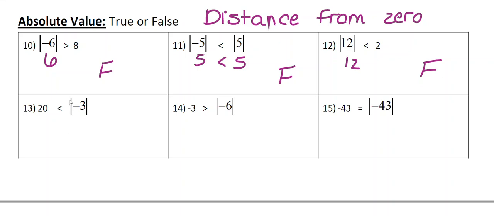Why don't you go ahead and try 13, 14, and 15? So the absolute value of -3 is +3. Is 20 less than 3? Nope, false. Absolute value of -6 is +6. Is -3 greater than +6? Nope. And then the last one, absolute value of -43 is +43, distance from 0. And is -43 equal to +43? Nope. So they were all false. I know, it was pretty lame.